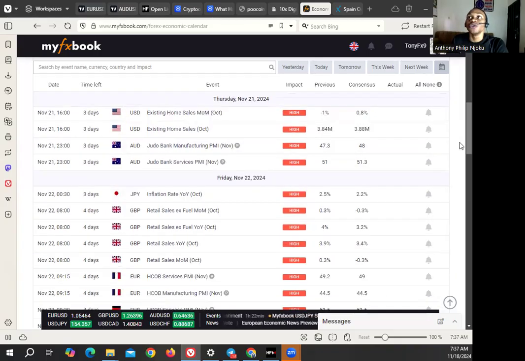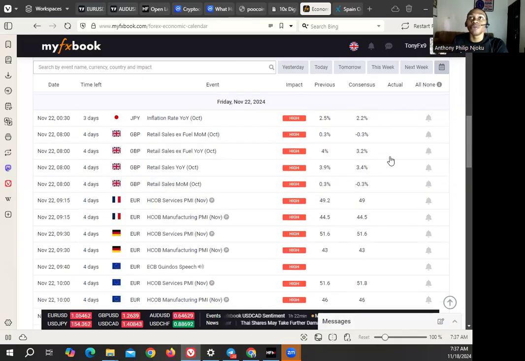economy. So to end that day at 11 p.m., we have the Judo Bank Manufacturing PMI and Judo Bank Service PMI for the Australian dollar. If you see a figure higher than 48, it's going to give Australian dollar strength. But if you see a figure lower than 48, it is bad. Then if you see a figure higher than 51.3, it is good for Australian dollar. But if you see a figure lower than 51.3, it is bad.